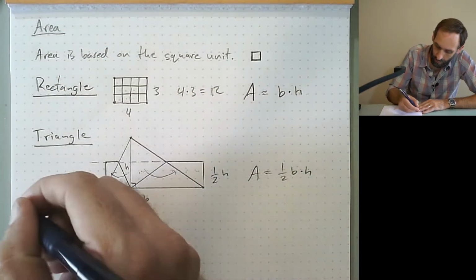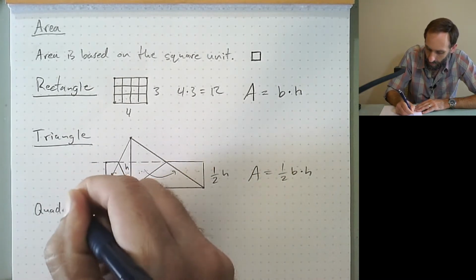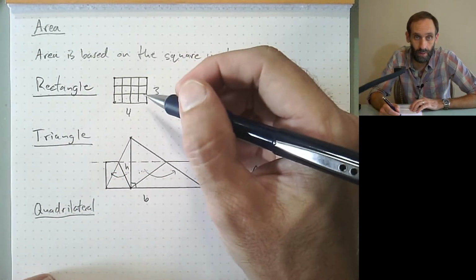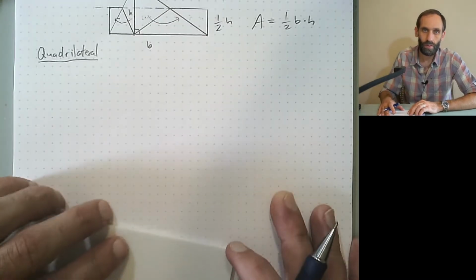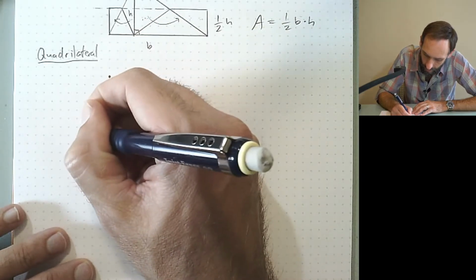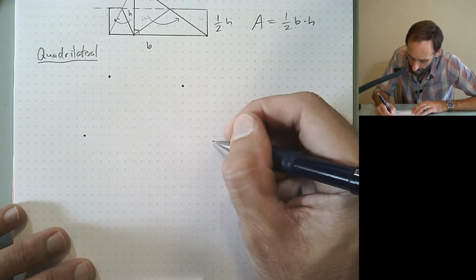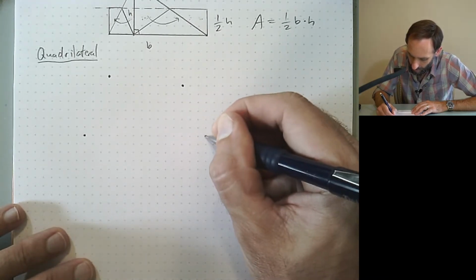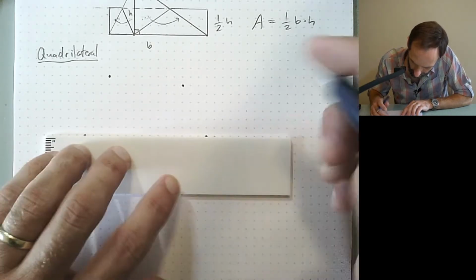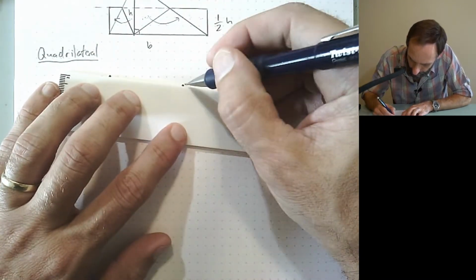Let's move on though to the area of a quadrilateral. And when I say quadrilateral, I mean a general quadrilateral, not necessarily a rectangle. Let's go ahead and draw one of these on the paper. And so let's see. I'll just draw out some points here, here, and there. That should work. Okay. I'm just going to go ahead and connect these dots.